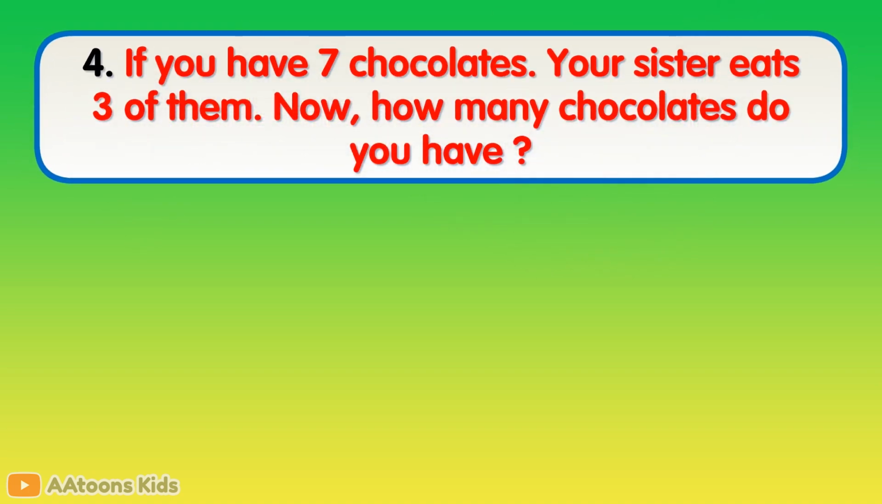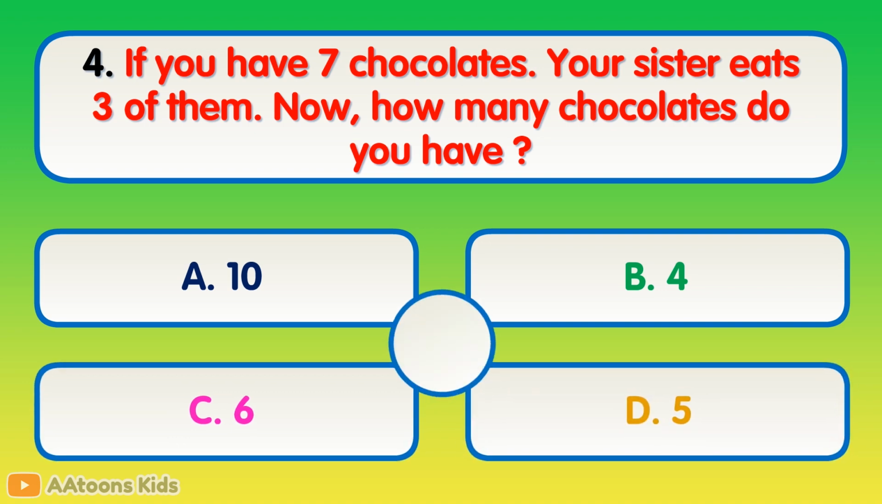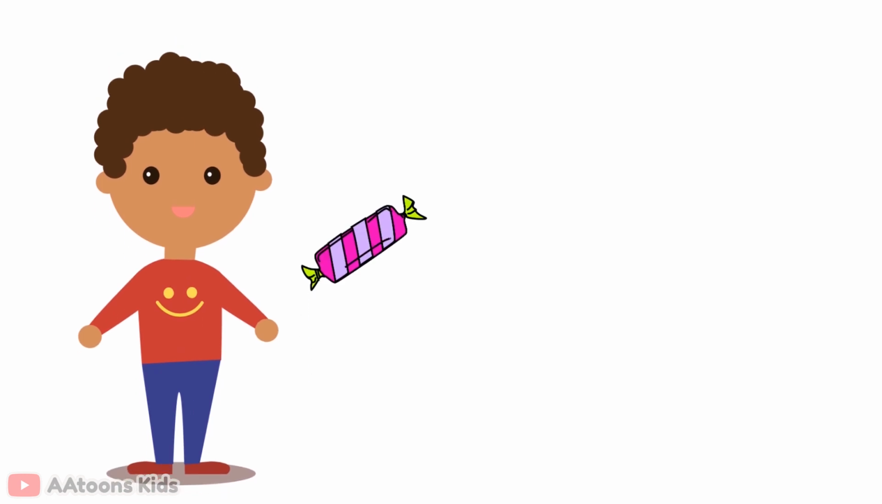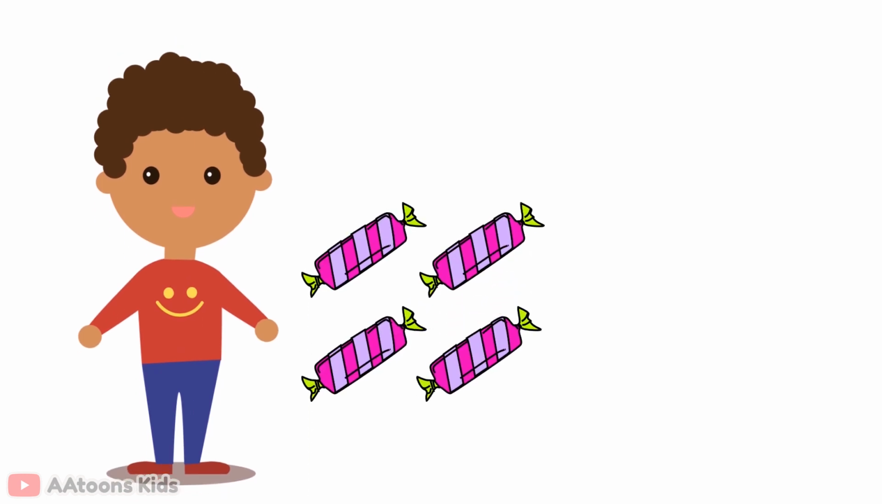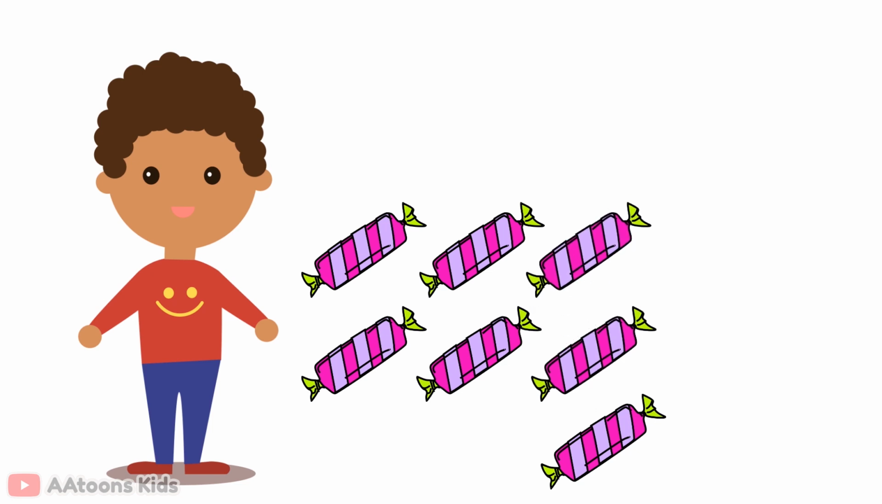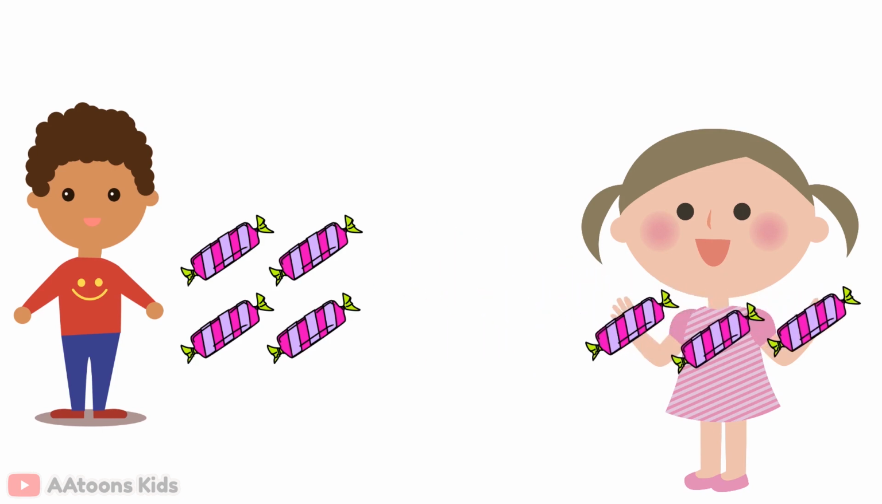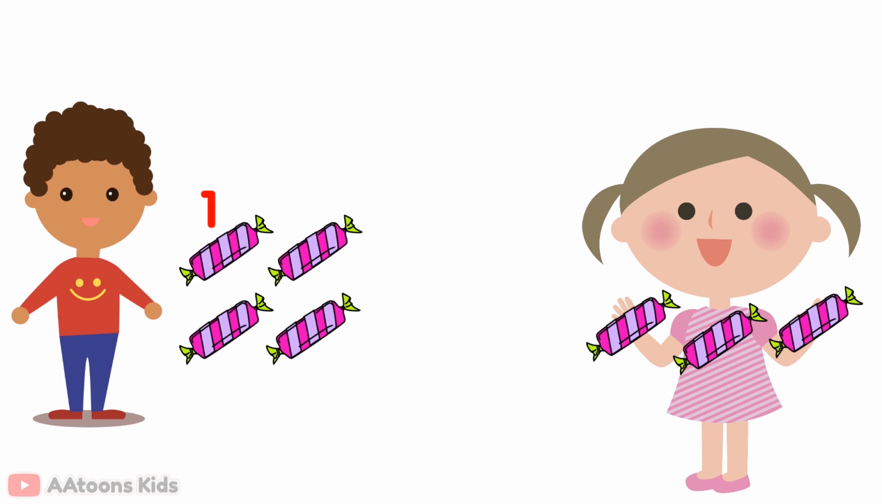If you have 7 chocolates, your sister eats 3 of them. Now, how many chocolates do you have? 4 chocolates. You have 7 chocolates. Your sister eats 3 of them. Now let's count how many you have left. 1, 2, 3, 4. You have 4 chocolates left.